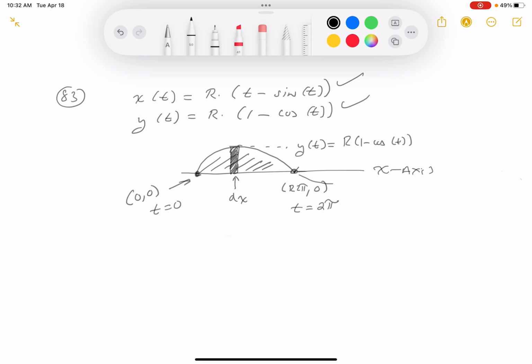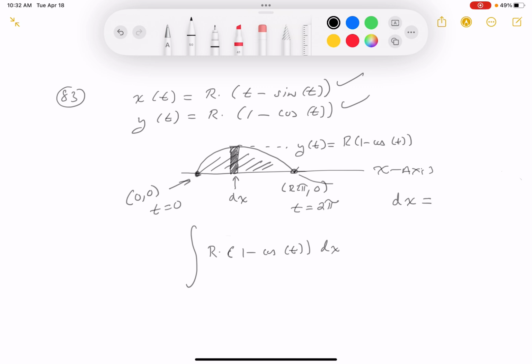So let's write this down. The area is going to be r, the height, 1 minus cosine of t, and then I got to write down the width, which is dx. By the way, I'm kind of curious about the limits of integration, but I got something mixed here. I got x's and t's. I can't have that. So what I want to write down is a differential dx.